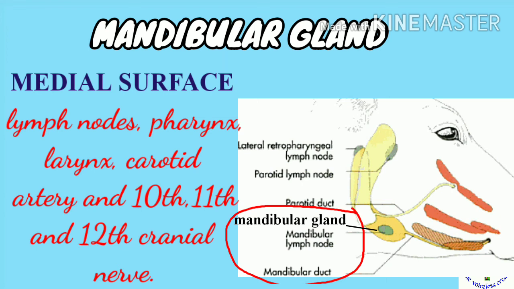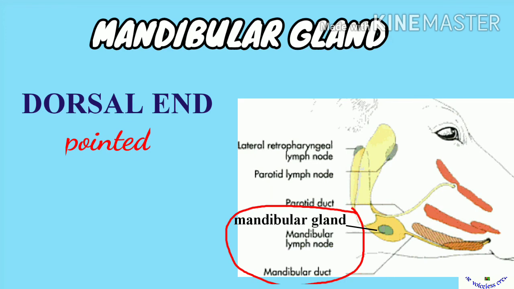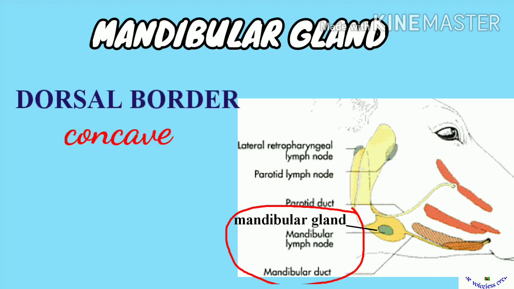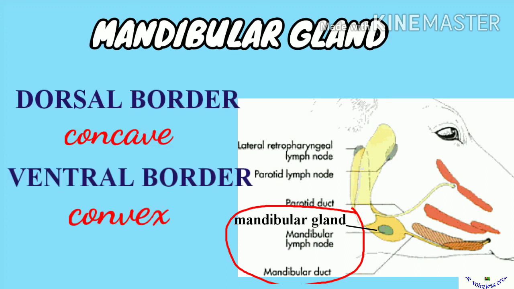Then let's see about dorsal end. It is pointed. Then ventral end. It is rounded and placed close to the opposite gland. Dorsal border is concave and the ventral border is convex.